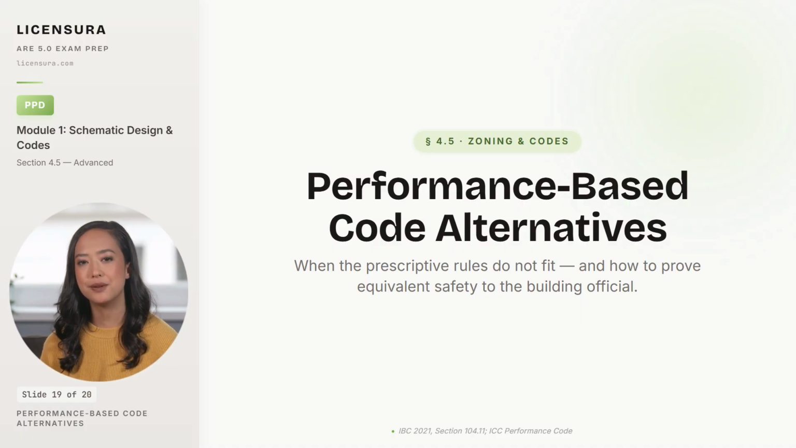Prescriptive codes specify the means: a 2-hour rated wall, an 80-foot travel distance, a 1-hour fire barrier between this occupancy and that one. Performance-based codes specify the outcome. The wall must maintain structural integrity for 2 hours under standard fire conditions. Occupants must reach safety within a defensible evacuation window. Both approaches achieve code compliance. The performance approach is unlocked through Section 104.11 of the IBC and through the ICC Performance Code.